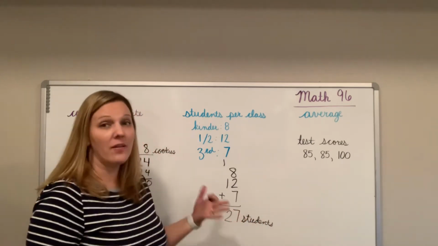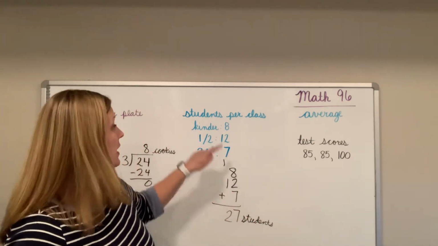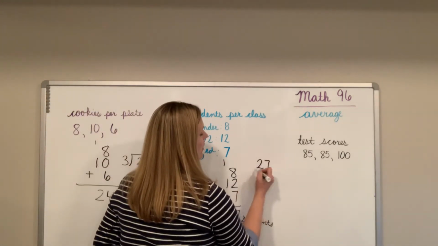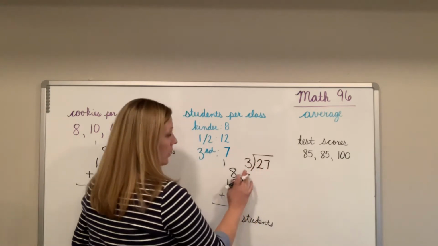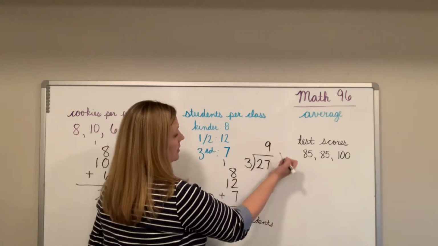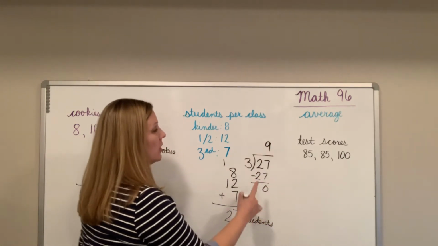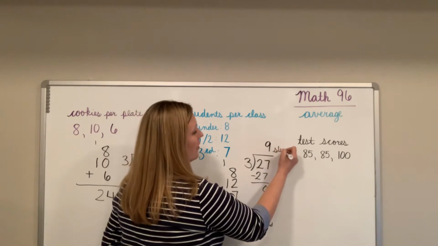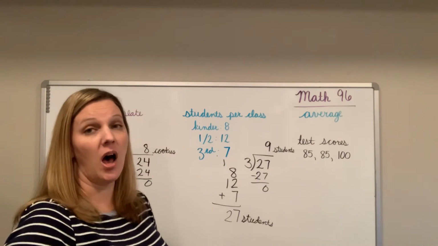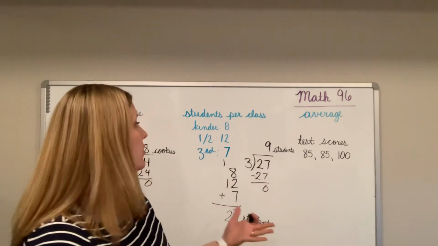But if I want to find the average number of students per class, I would take 27 and divide it by the number of classes. And in this case, it's 1, 2, 3 classes. So 27 divided by 3. 3, we know, goes into 27 9 times because 9 times 3 is 27. I subtract, there's nothing to bring down, no remainder. So 9 students is the average. If instead of dividing the kinder, first and second, and third graders up by grade level, I just evenly split them up between the classes, there would be 9 per class.